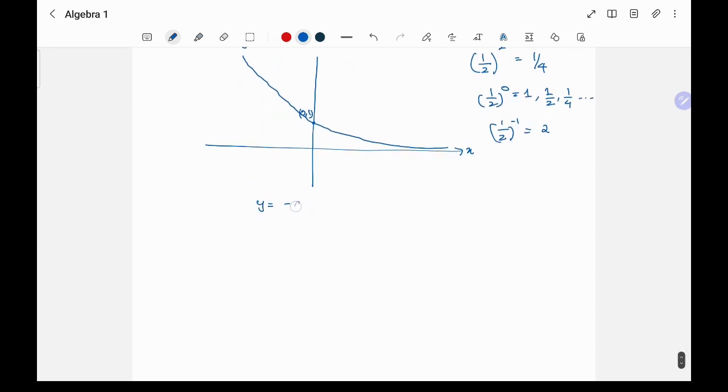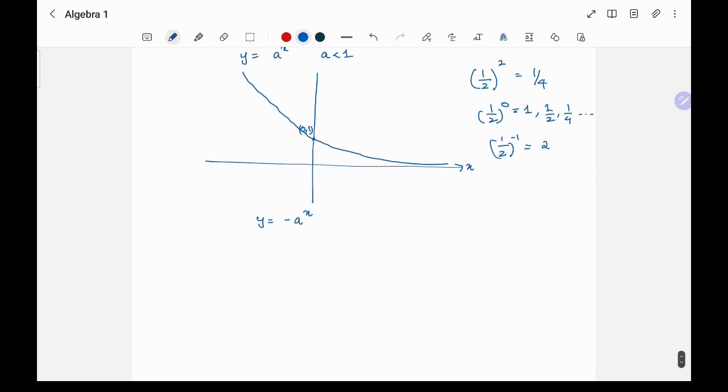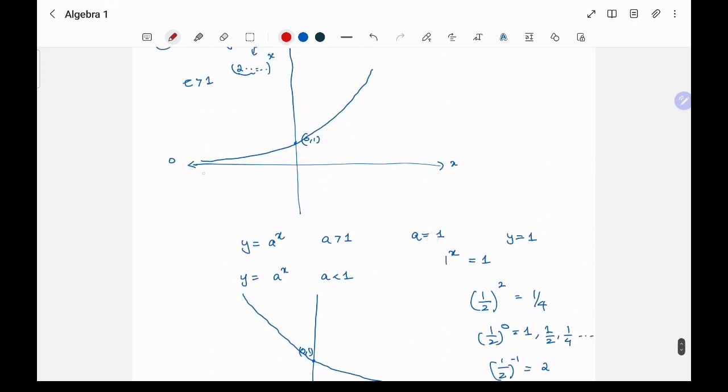If y equal to minus a power x, it will just be the negative of this. So I'll just draw these graphs, the negative of this. So this is 0 comma minus 1. Similarly, here also it is negative. This is 0 comma minus 1.